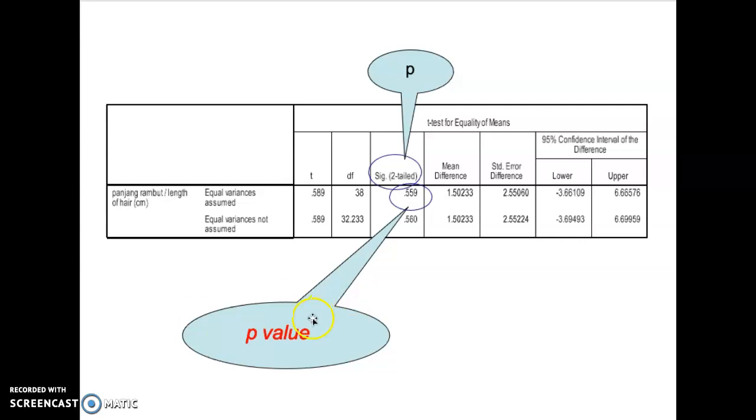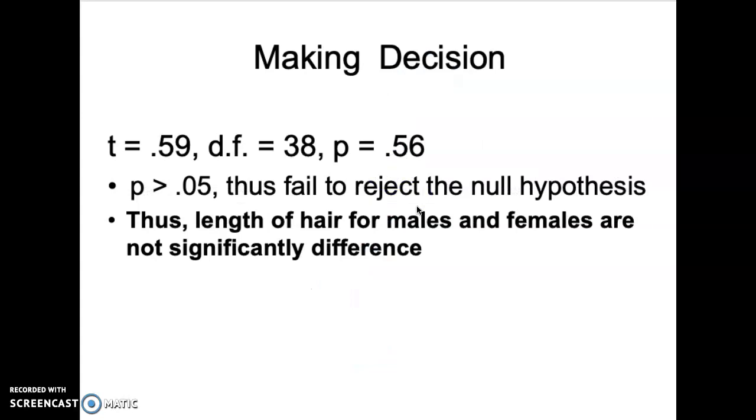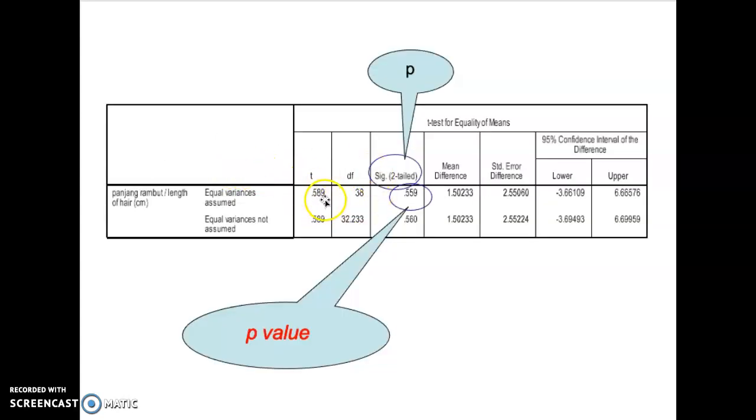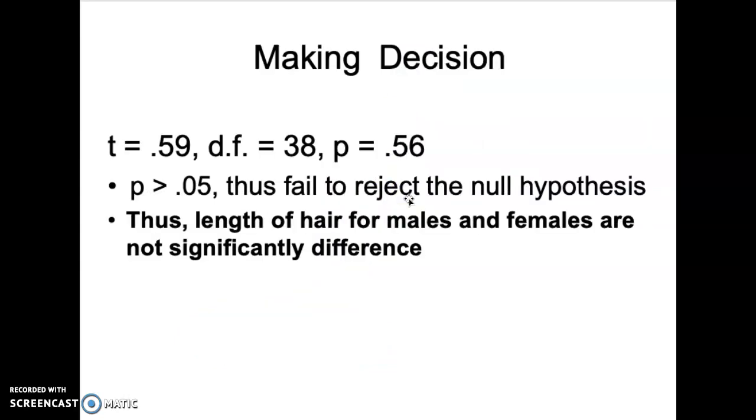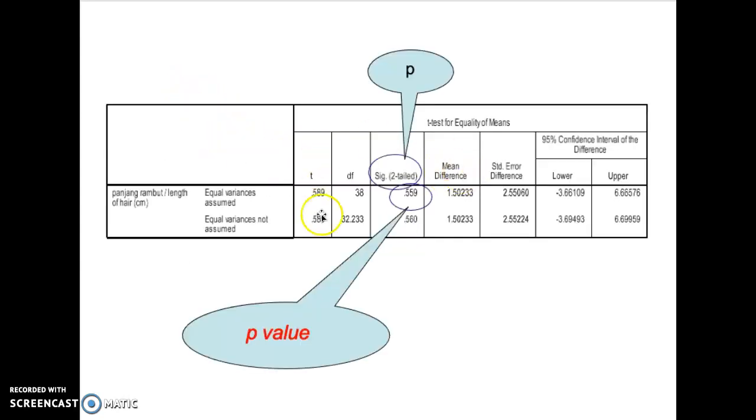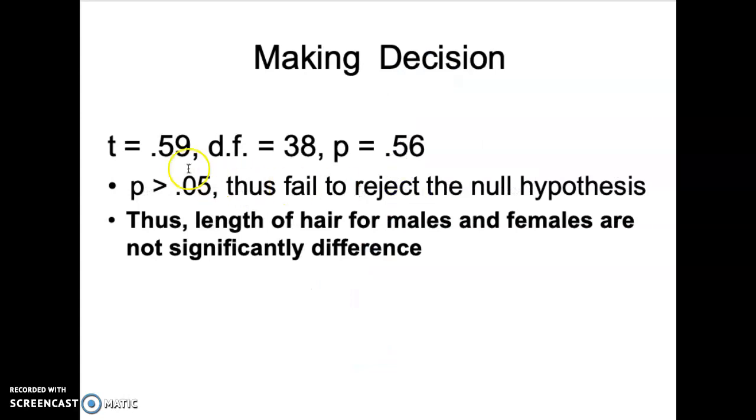So now the p-value, like I said, is 0.559. So when t is equal to 0.59, the p-value is 0.56 because we are looking at 2 decimal places, and the df is 38. You get it from the value of df. So t equals 0.59, df is 38, p equals 0.56, where p is more than 0.05, thus we fail to reject the null hypothesis. Thus, the lengths of hair for males and females are not significantly different for this example.